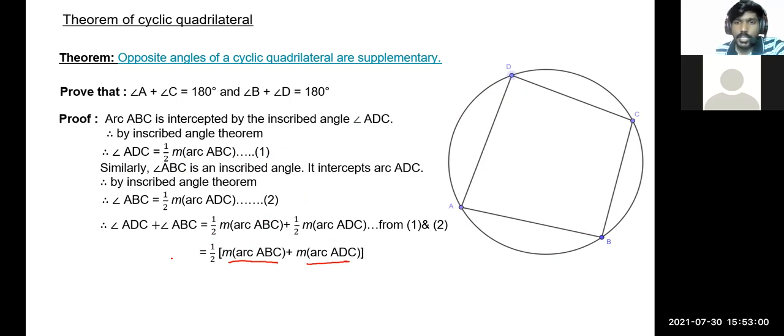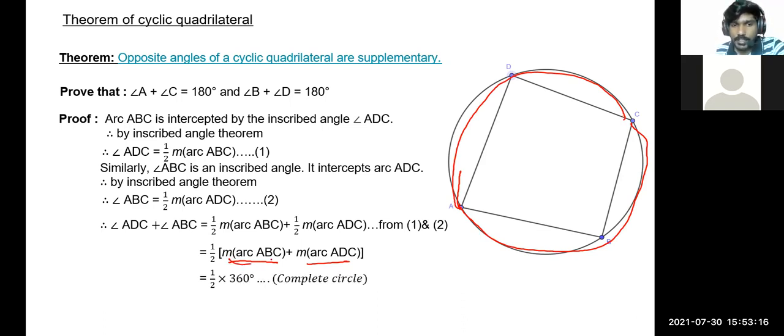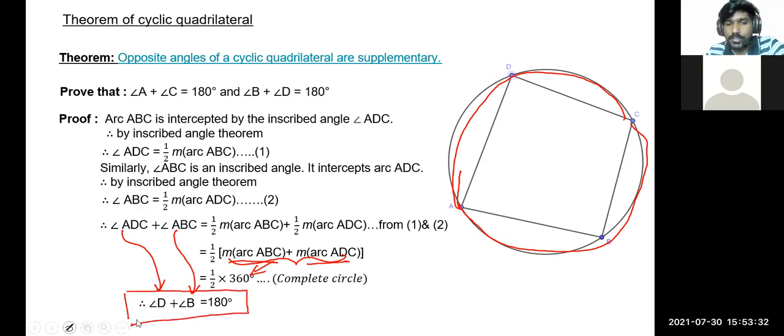But if you see, arc ABC plus arc ADC, both these arcs form the entire circle. So when you add them, you should get 360 degrees. Okay, that is the measure of a complete circle. And now half into 360 is nothing but 180 degrees. And this is angle D and this is angle B. So that is how we prove angle D plus angle B is equal to 180 degrees. Did you understand this one? How we got 360?